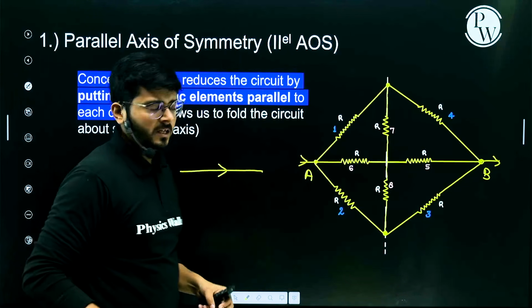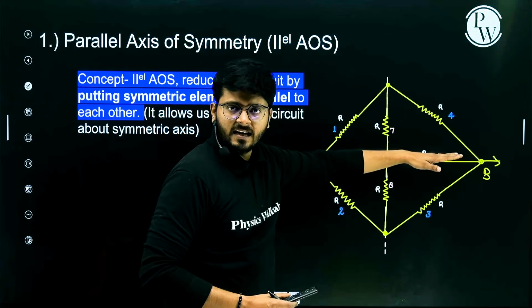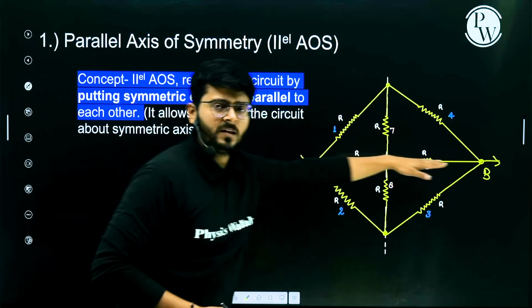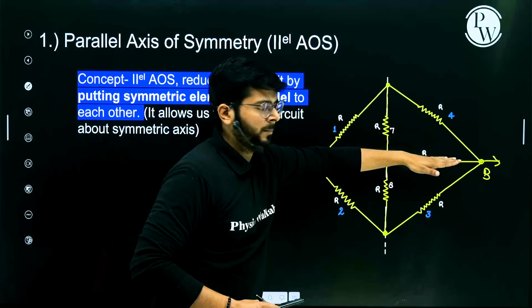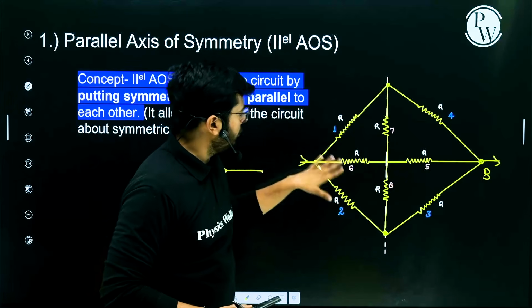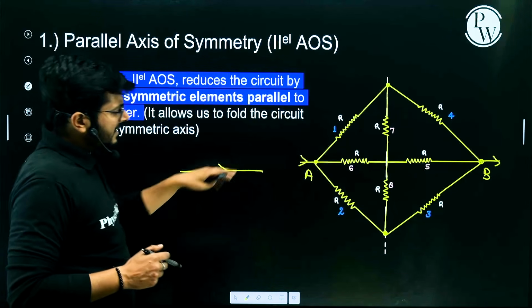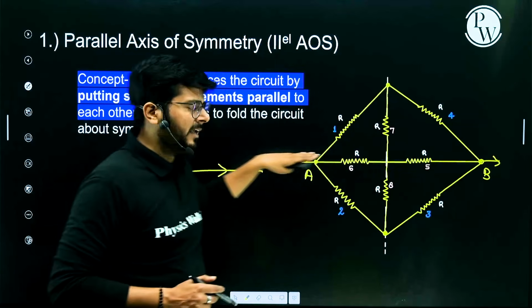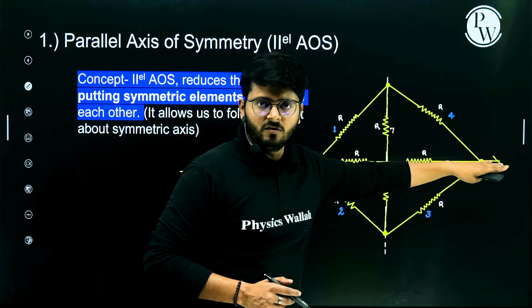If that happens, which is happening right over here, right? If you just take this circuit, this is the axis along which the current wants to flow, right? And if you flip the entire thing about this axis, every resistor below is going to overlap every resistance above, right? That means there is an axis of symmetry that lies along this axis. This axis is called the parallel axis of symmetry, right?